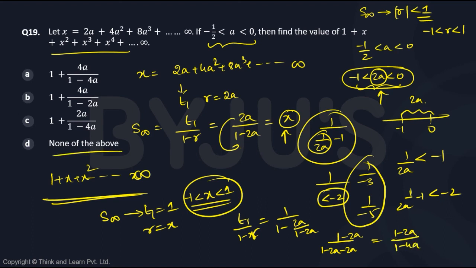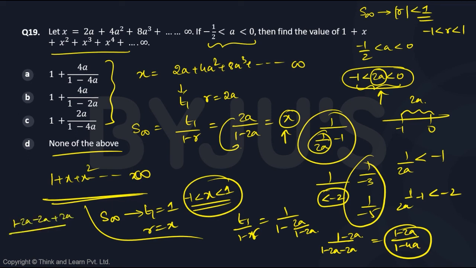But don't go for none of the above because this is 1 plus form. So how do you write this in the 1 plus form? Don't be in a hurry and mark none of the above. So this will be 1 minus 2a, add minus 2a plus 2a by 1 minus 4a. Now this is 1 minus 4a. So this becomes 1 minus 4a plus 2a by 1 minus 4a.